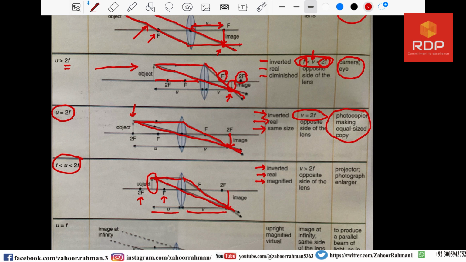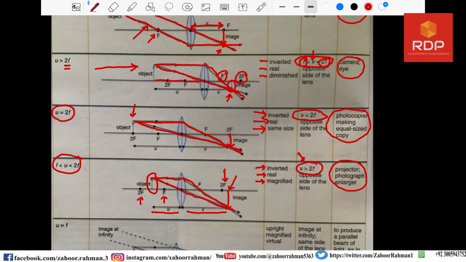Now it is denoted here with V is equal to 2f, greater than 2f. You can see that 2f is here, but the image is forming at this particular position, which is greater than 2f. So that is why it is written here that it is greater than 2f. Now this is used in the projector photograph enlargement.